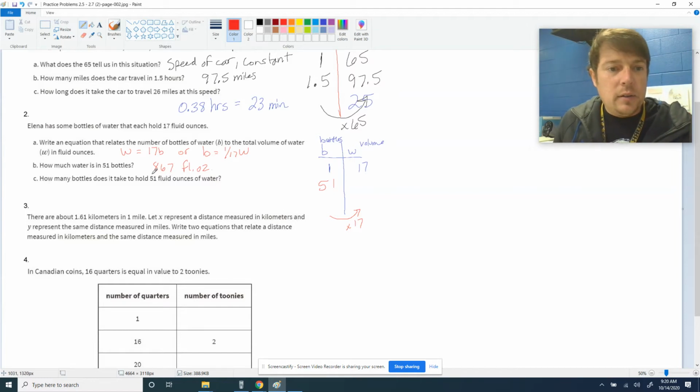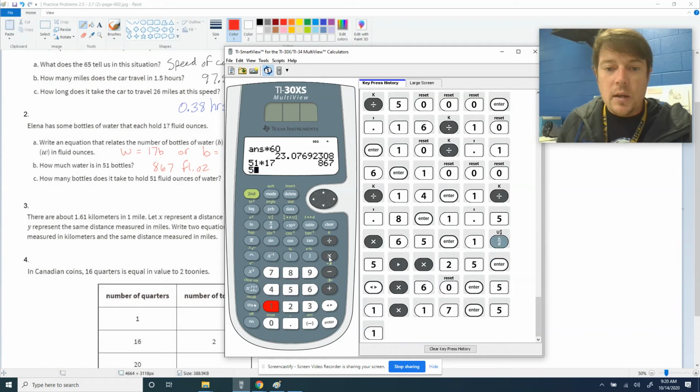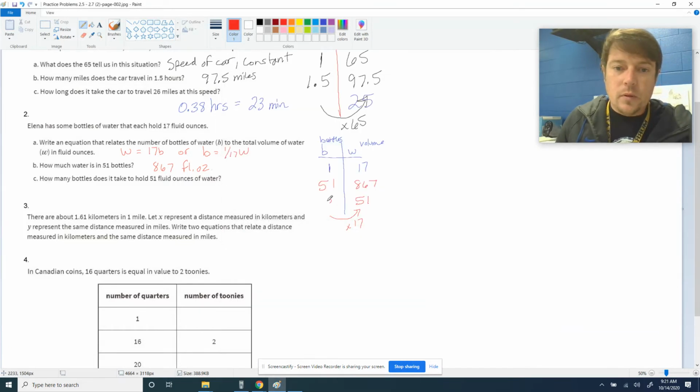How many bottles does it take to hold 51 fluid ounces? Okay, so this was 867. I'm expecting this to be a few bottles, right? Because we need to either multiply by a 17th or divide by 17 to find out what that is. I'm just going to divide by 17. And it would take us 3 bottles to be able to do that because 3 times 17 is 51. So 3 bottles.